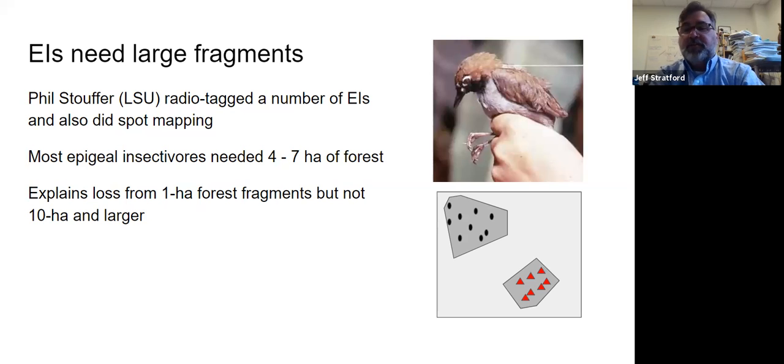Phil Stouffer, who was my master's advisor, radio tagged a whole bunch of birds and then looked at how much space they needed. And it ends up that most of these birds need 4 to 7 hectares of forest. So that explains why they are lost from 1 hectare forest fragments, but doesn't explain why they're missing from 10 and 100 hectare forest fragments. So they have the space, they're just not there for whatever reason. So this partially explains that pattern, but not fully.